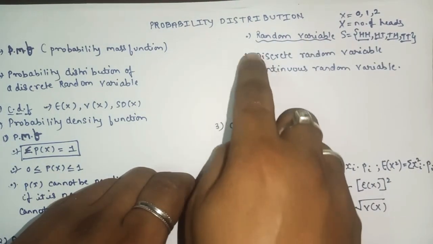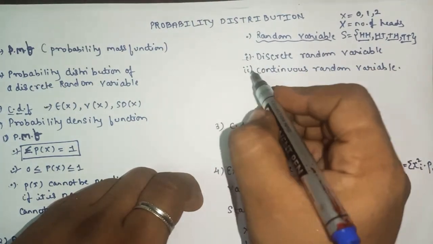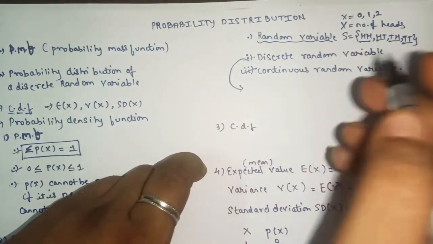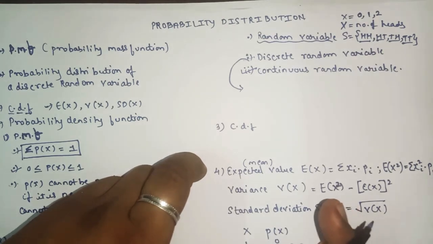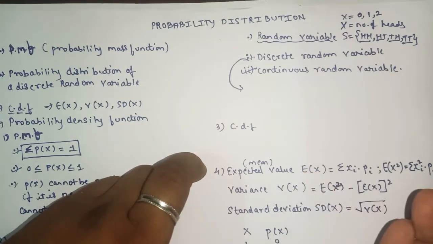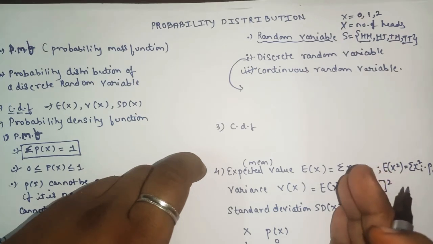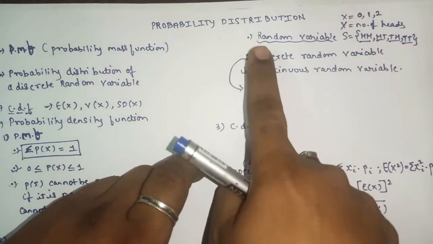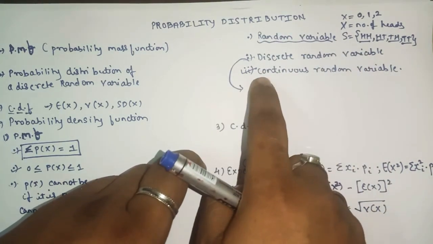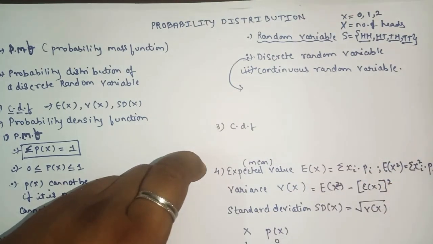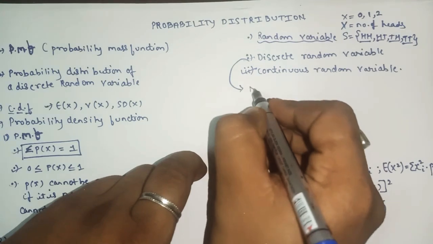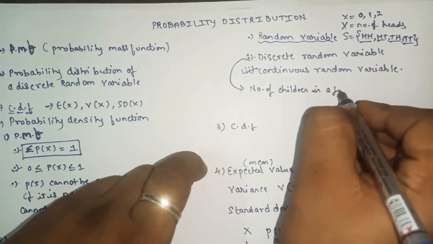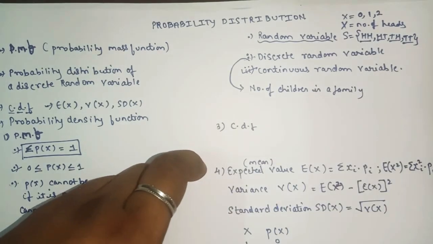In random variables there are two types: one is discrete and one is continuous. Now what do you mean by discrete variable? A random variable x which can assume a countable number of values is called a discrete random variable. In simple language, discrete random variable means the things which we can count. For example, the number of children in a family. Can we count the number of children in a family? Yes.